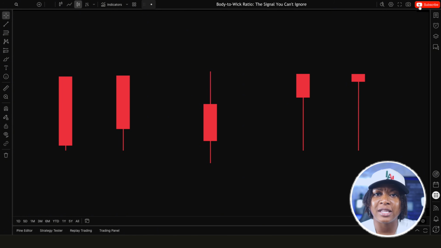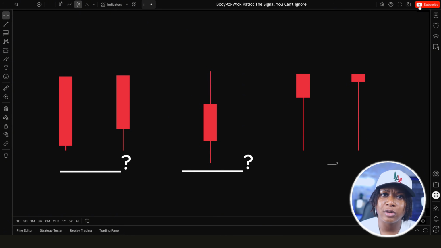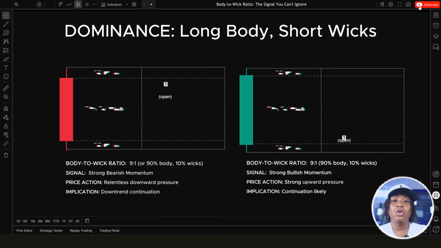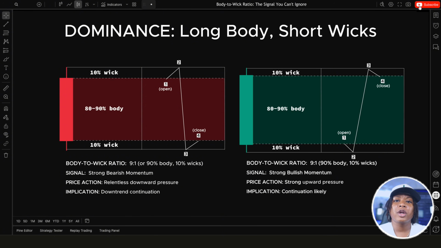So I'm going to break this down into 3 different scenarios so that you can have an understanding of the psychology behind each one of these candlesticks. Now, you have dominance. This is where you're going to see those long bodies with short wicks. So what does it mean? If you see a candlestick that has a long body and short wicks, remember, we said this screams momentum. So right here, this is a sign of dominance, whether it's buyers in an uptrend, bullish, or sellers in a downtrend, bearish.